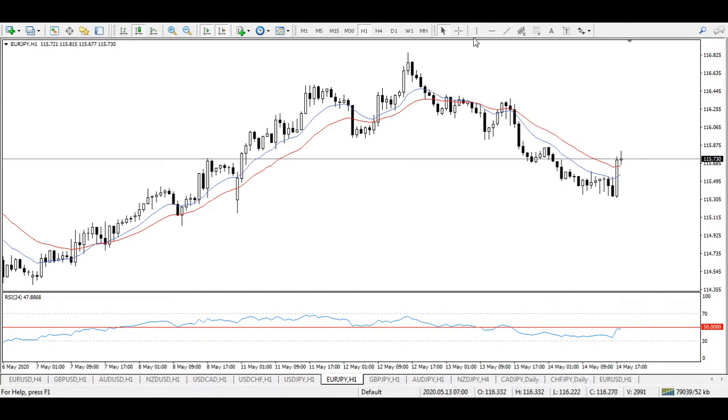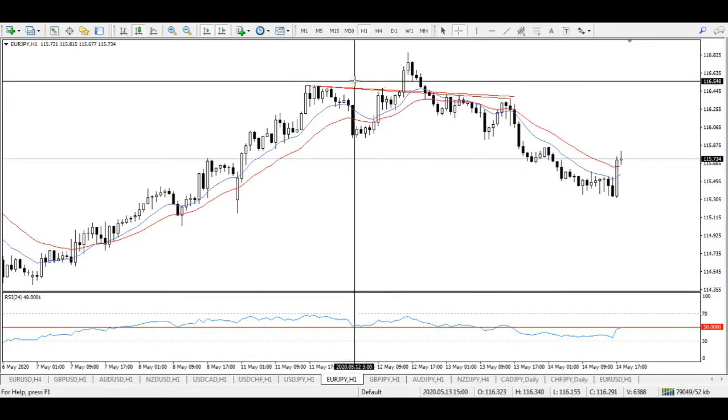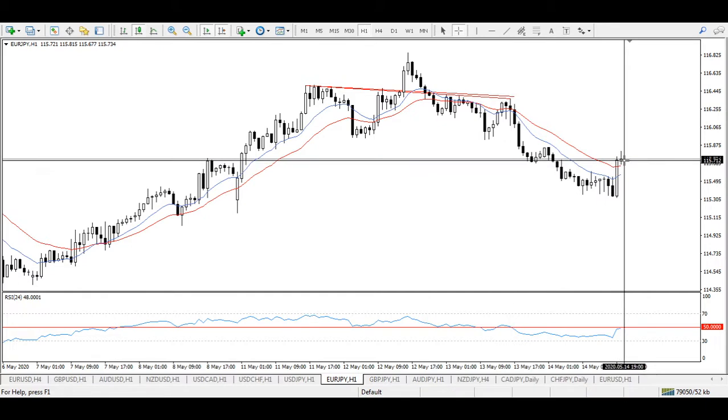There can be two styles of drawing the previous resistance. Maybe this can be a kind of head and shoulder pattern. This can be the shoulder. So at least here price can go till this area. This area can work as a resistance zone. So we already got our target before this area.